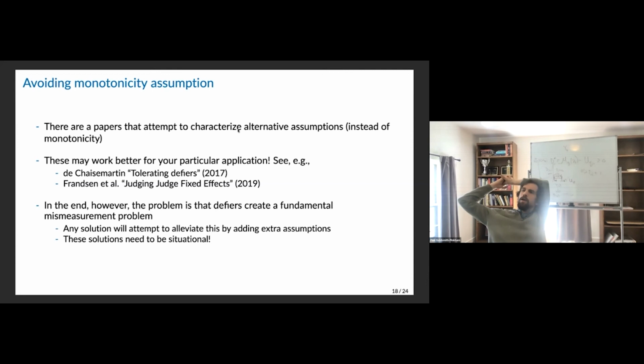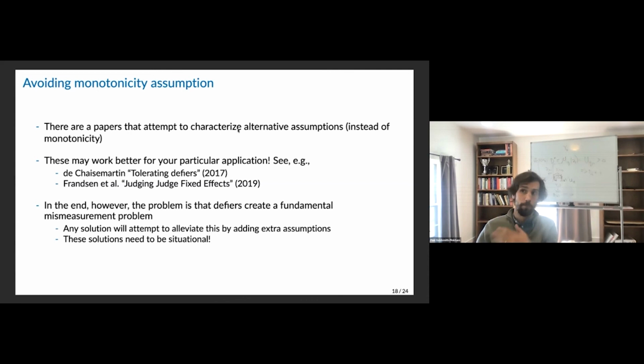The upshot is that this is not a solvable problem. This is the problem with these types of results: there's a fundamental mismeasurement problem when you have defiers, because you have this mixture of two types of people and you can't differentiate who's who. Any solutions to this, you have to add other assumptions on top of it to get something that works, and those solutions are going to be situational. So you just have to be aware that there are going to be potential problems there. And what might happen, for example, is maybe you're just interested in the reduced form in the end.